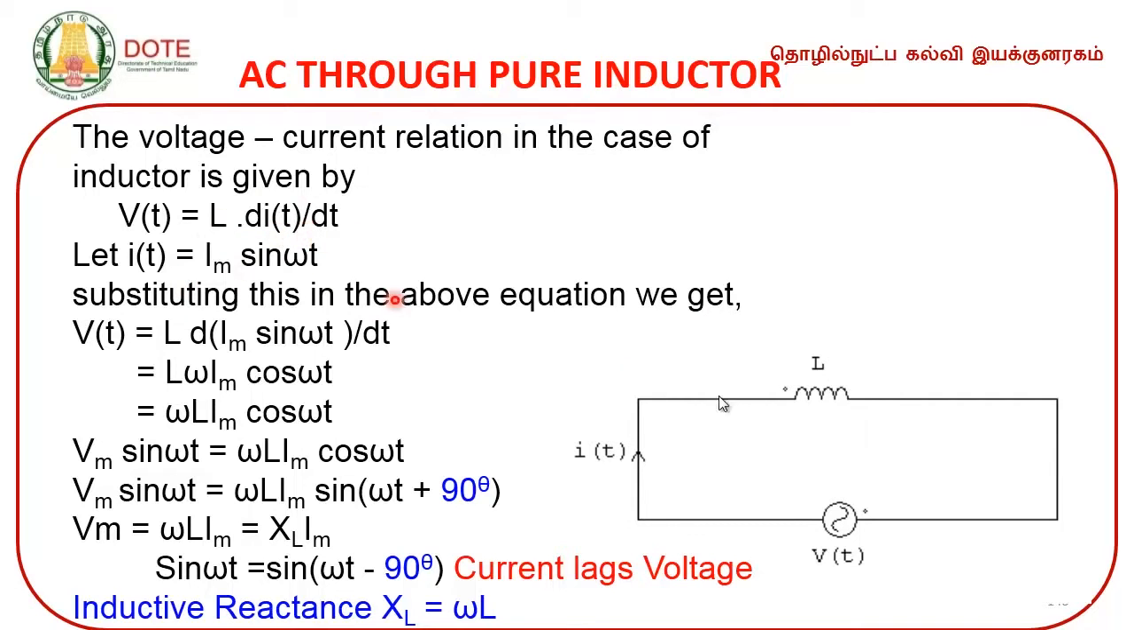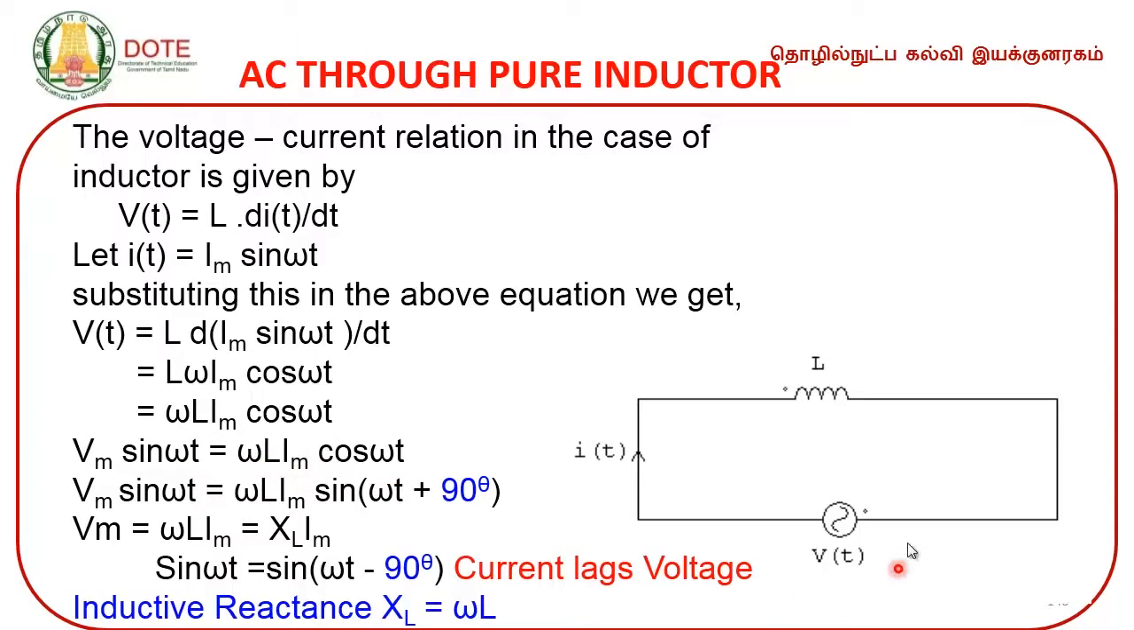Now we have applied V of t equal Vm sin omega t here, and the current flowing through it is Im sin omega t. Now substitute: V of t equal L into d of Im sin omega t by dt. So differentiation of Im sin omega t, take Im magnitude out, differentiate sin omega t with respect to t, we get cos omega t. So what do you get? Omega L Im cos omega t. Okay, so Vm sin omega t equal omega L Im cos omega t.